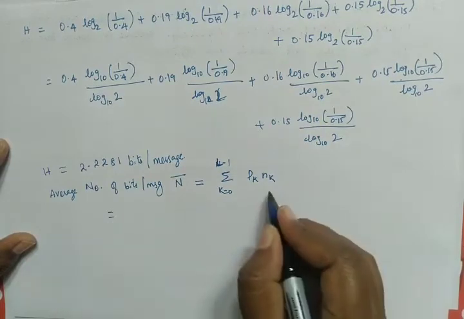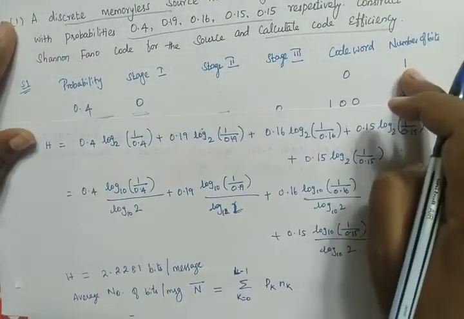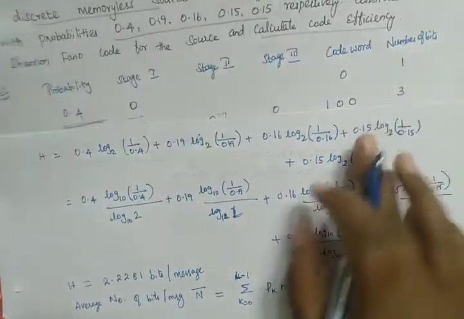Now what is this pk nk? We know that pk is probability. Now what is n? That n is this length. So here we have written number of bits, and this number of bits represents length.